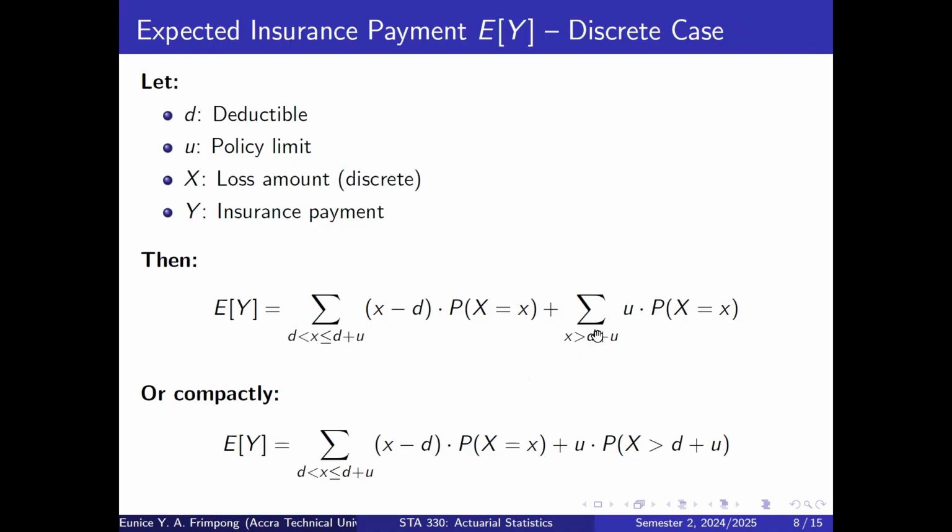And the second instance is where the loss is more than D plus U. We can write it compactly as this. This expression splits into two parts: for losses in the partial coverage zone, that is between D and D plus U, and also for losses that exceed the maximum covered amount.